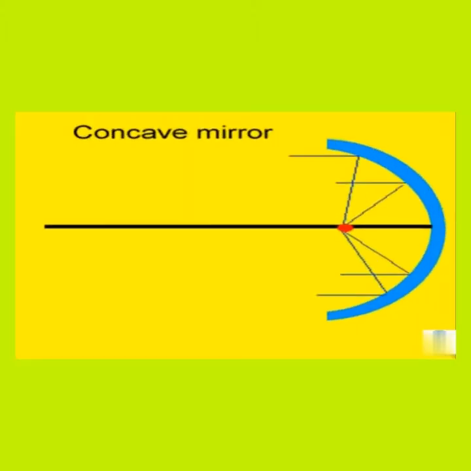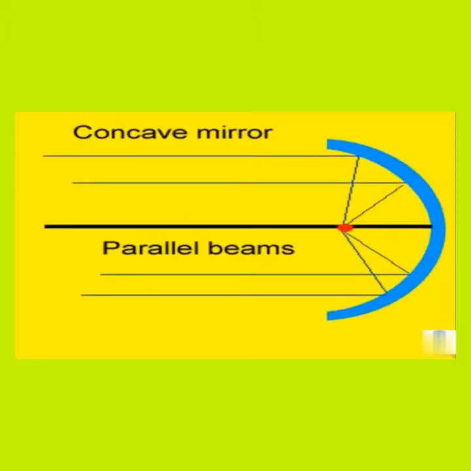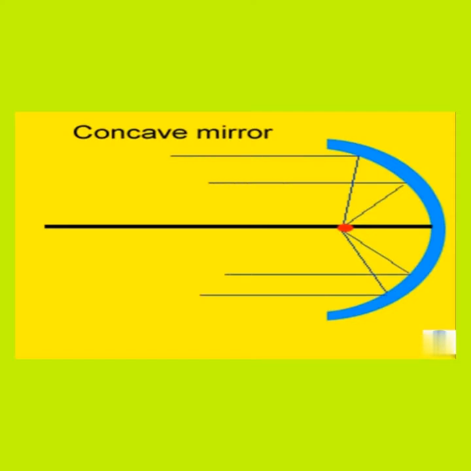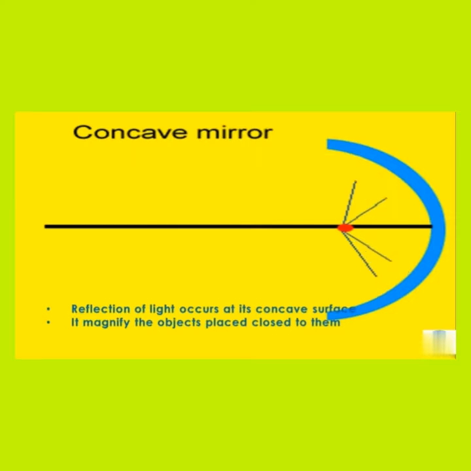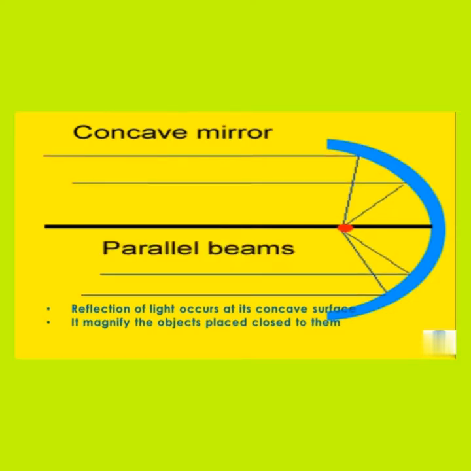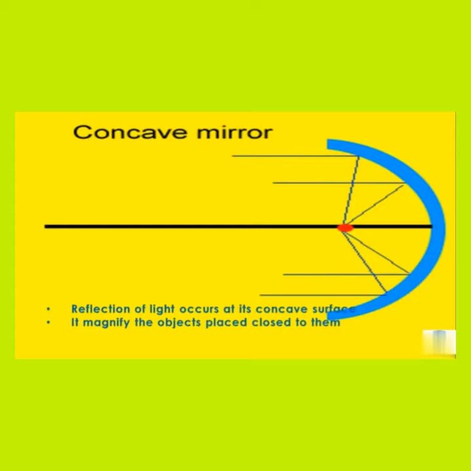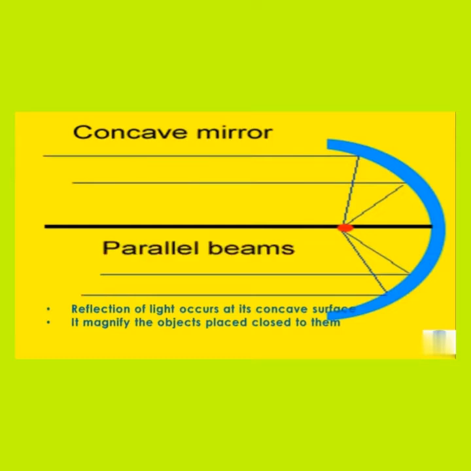Concave mirror. It is a spherical mirror in which the reflection of light occurs at its concave surface. These mirrors magnify the object placed close to them. That is, magnify means enlarge the object. The most common example of a concave mirror is the makeup mirror.